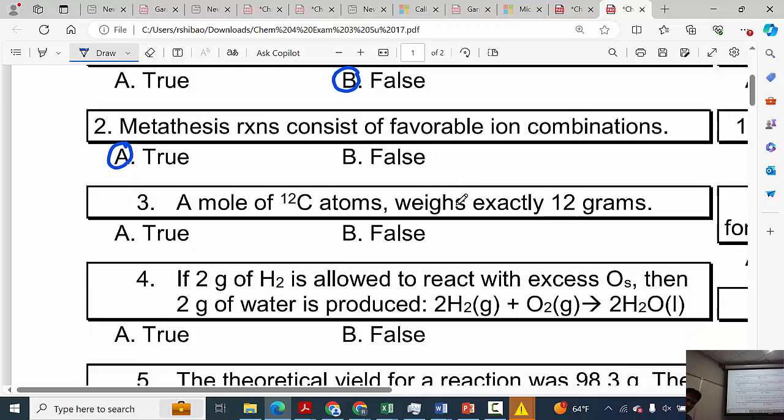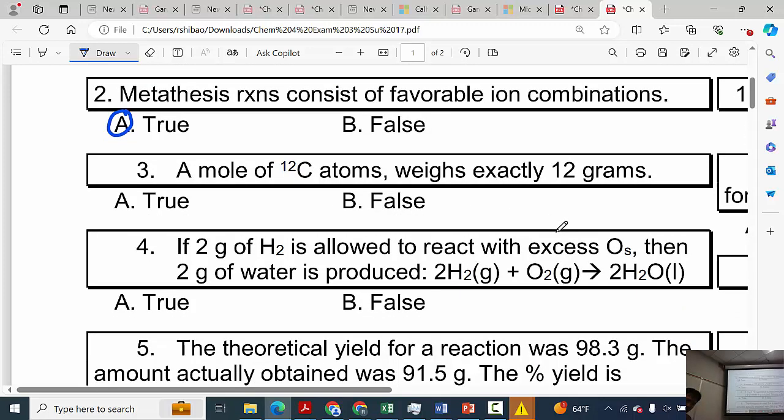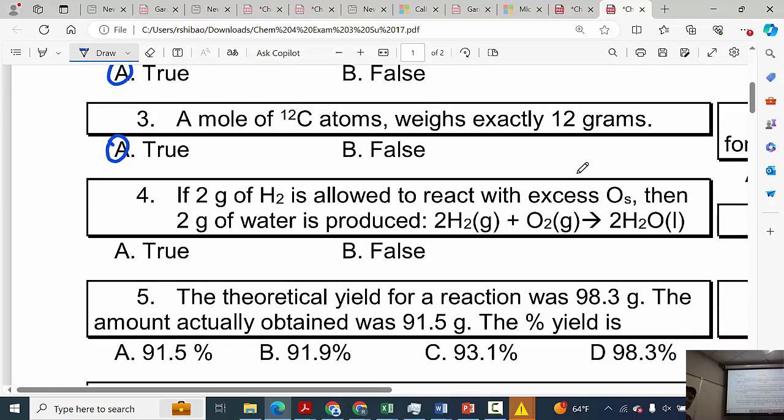3, a mole of carbon-12 atoms weighs exactly 12 grams. 4, if 2 grams of hydrogen is allowed to react with excess O2, this is supposed to be oxygen, O2, not solid oxygen, then 2 grams of water is produced. So if 2 grams of hydrogen react, will 2 grams of water be produced? Is that true or false? It's false.